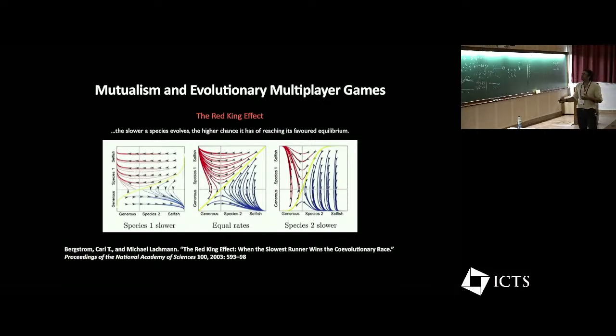Here, species 2 is evolving slower, and all the blue arrows lead to it becoming selfish and forcing the other one to evolve to be generous. And what you see is that now the basins of attraction of those equilibrium points have shifted. The species which evolves slower gets more points from the interior of this two-dimensional phase portrait to reach an equilibrium which is favorable to itself. The slower evolving species can be selfish, and it forces the other one to be generous.